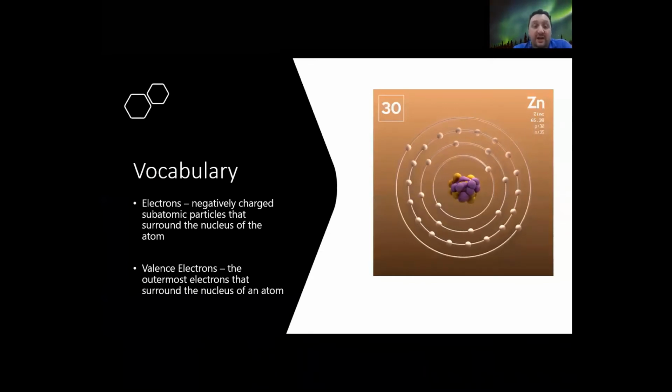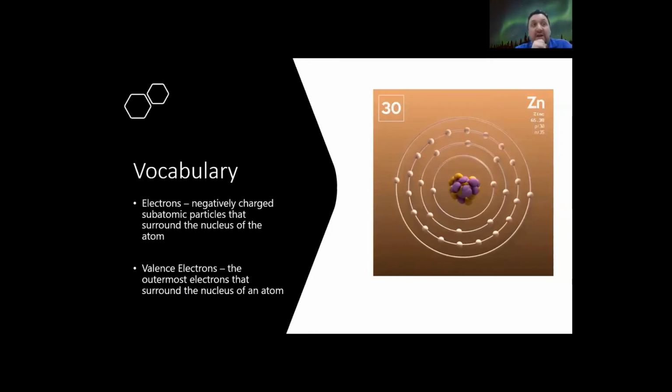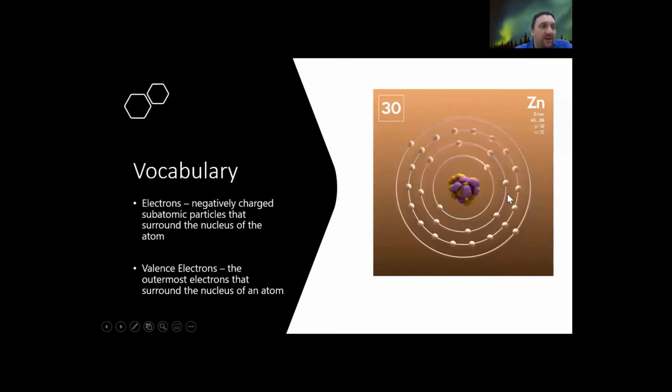First of all, I want to talk about electrons. Electrons are the negatively charged particles that surround the nucleus of the atom. These little guys floating around, the gray things floating around the colorful nucleus, those are electrons. They surround the nucleus and give it a negative charge.